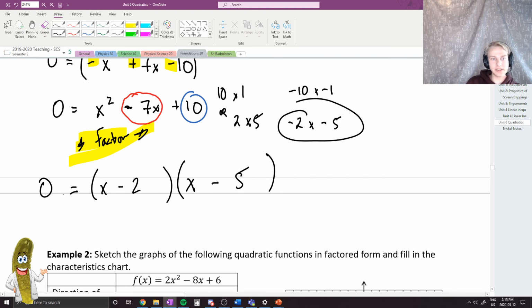Now, the rule is that we need to try to get both of these brackets, or either one of those brackets, to equal 0.